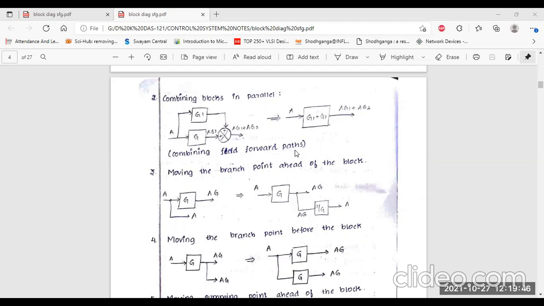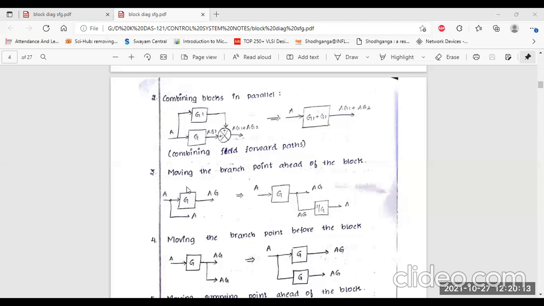So this type of series connections or parallel connections of the transfer function blocks, we have to implement in this type of system. So when you are given this type of equation or this type of diagram in your questions, you have to combine these blocks into this format also.